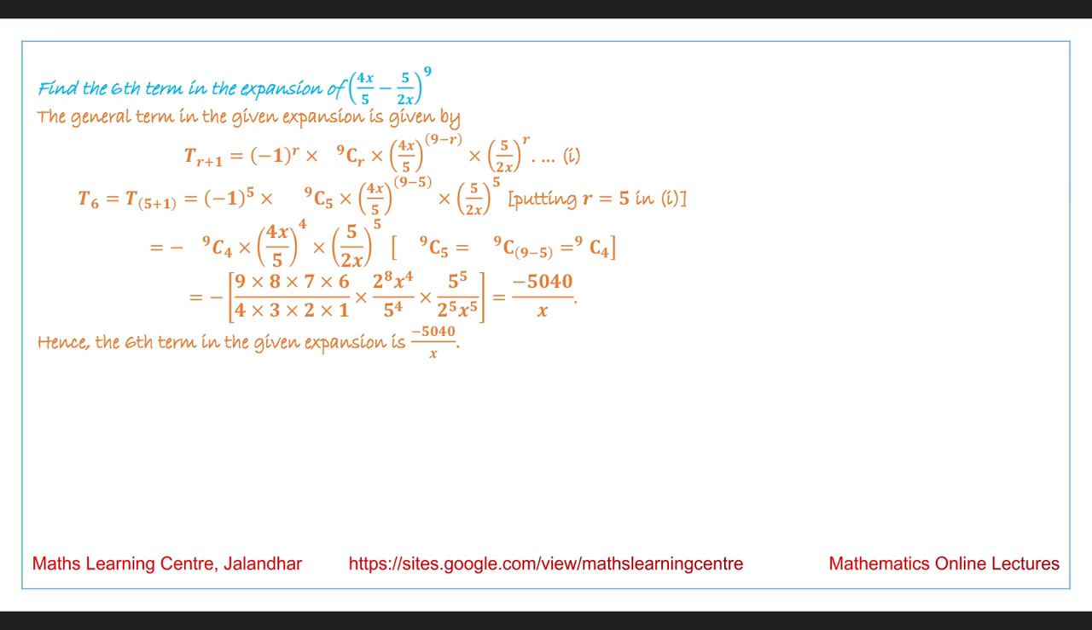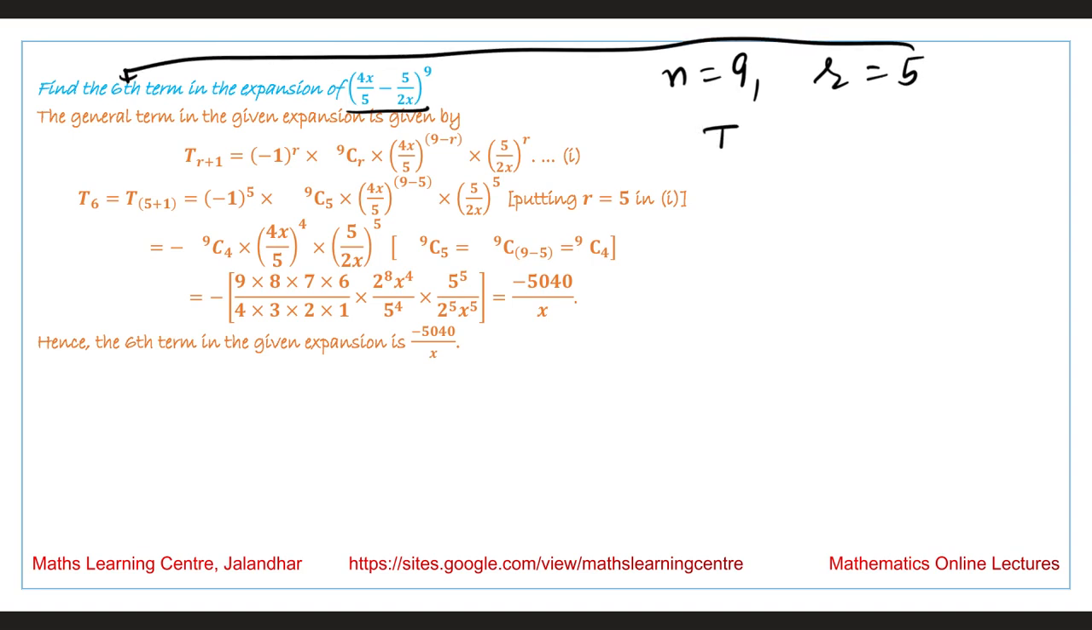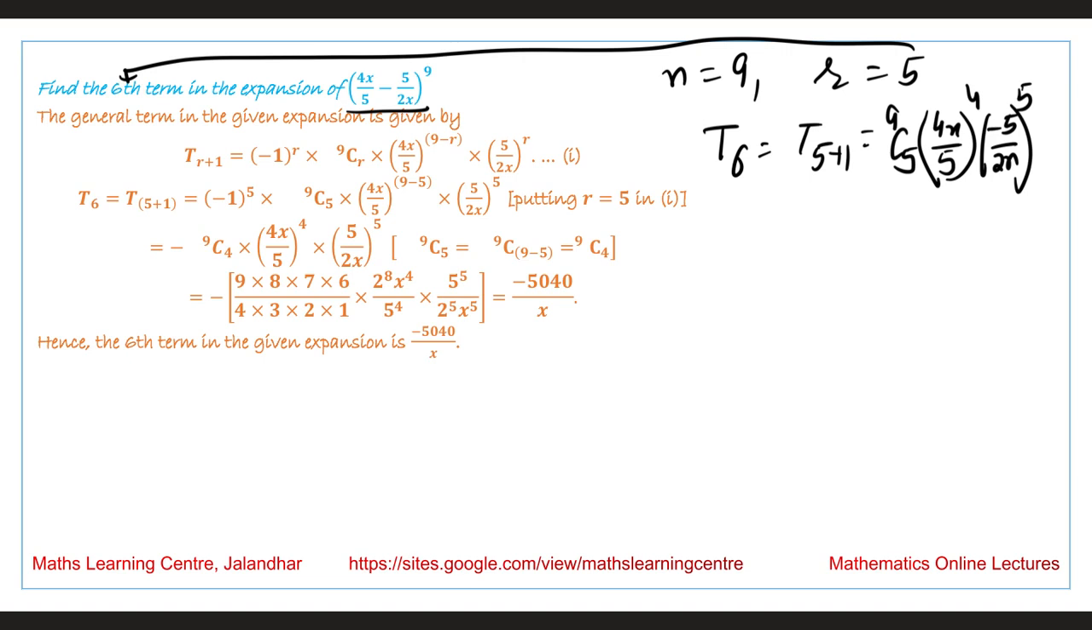Next is find the 6th term in the expansion of this. So we have the value of n is 9. The value of r will be 5, because we want to calculate T6, so it is T of 5 plus 1, that is equal to 9C5, 4x by 5 raised to the power 4, and minus 5 by 2x raised to the power 5. So we are getting the answer, it is minus 9C5 is 9 into 8 into 7 into 6 divided by 4 into 3 into 2 into 1.